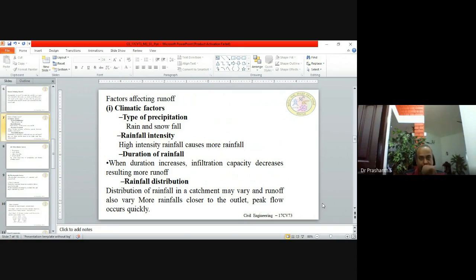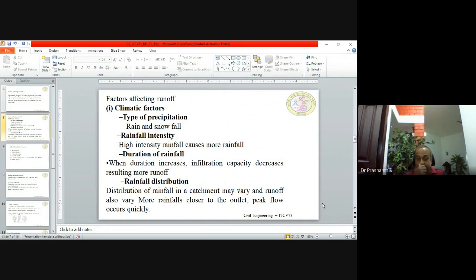Coming to the climatic factors, the first one is the type of precipitation or type of rainfall. So, what type of rain is there, or what type of snowfall is there, that will have an impact on the runoff. Then, rainfall intensity. Rainfall intensity is another factor which will have an impact on the yield of the runoff. Higher the intensity of rainfall naturally causes more rainfall, and more rainfall means quite naturally more runoff.